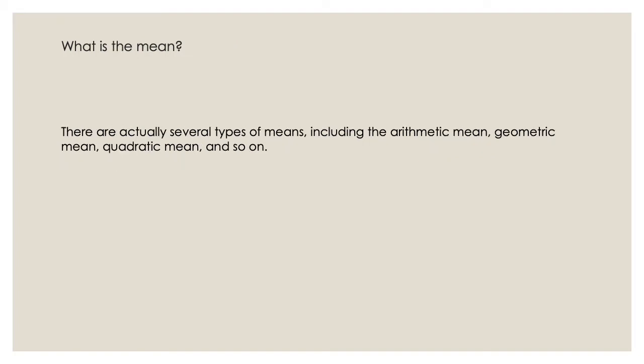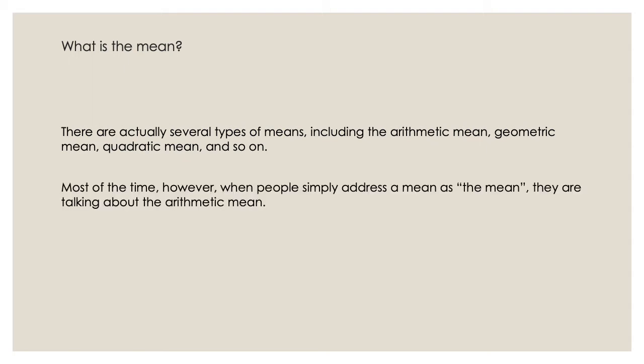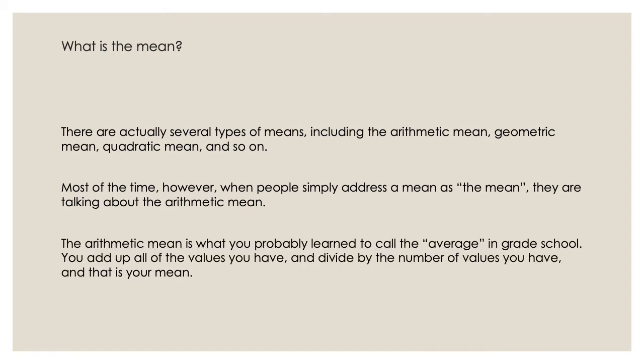What's the mean? There are actually several types of means, including the arithmetic mean, geometric mean, quadratic mean, and so on. Most of the time, however, when people simply address a mean as the mean, they're talking about the arithmetic mean. The arithmetic mean is what you probably learned to call the average in grade school. You add up all the values you have and divide by the number of values you have, and that is your mean.